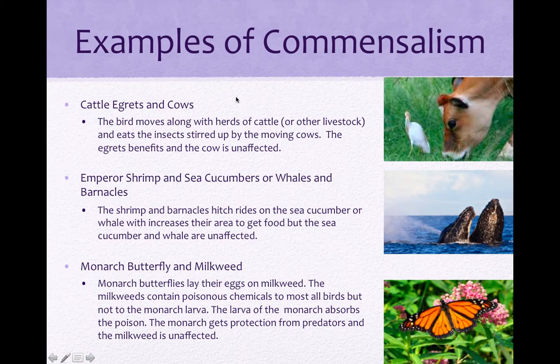Moving on from here, 2 more examples for the commensalism would be cattle egrets and cows. As cows walk through grass, these birds move along with the cows, and they eat the insects that are stirred up from the cows. So these insects will jump up in the air. As they jump up in the air, the little cattle egrets will grab them and eat them. This is helping the cattle egrets, which is the bird, but the cow is just unaffected. He doesn't mind if he's there, and it's not hurting him or helping him.